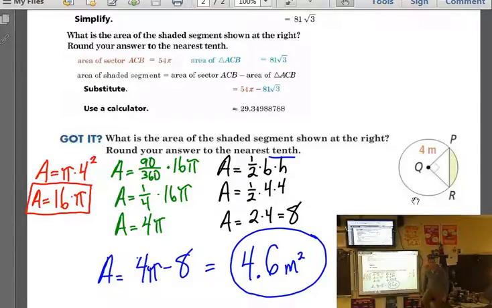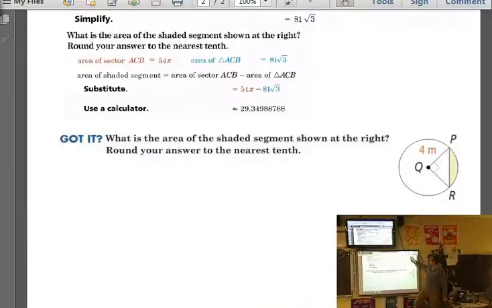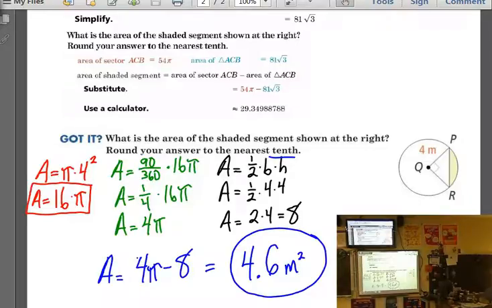Any questions? All right. Guys, this is like daily double in Jeopardy.